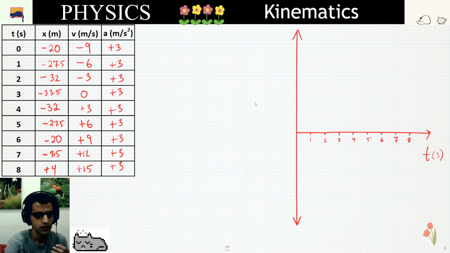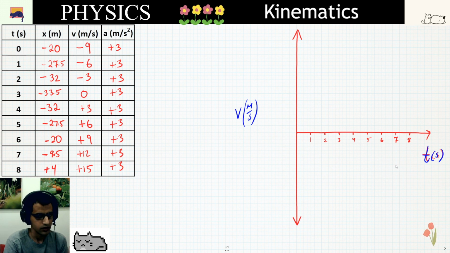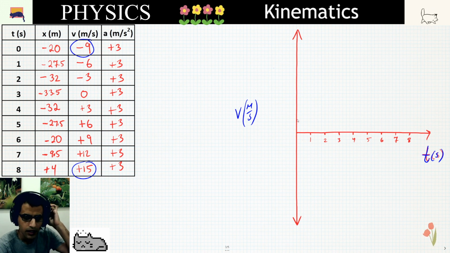Okay, so now velocity versus time graph. Velocity in meters per second. I already have time here labeled. Okay, so to scale the y-axis properly, I have to look at the range of values that I have. This goes from negative 9 is the lowest value, positive 15 is the highest value. So let's scale this out.